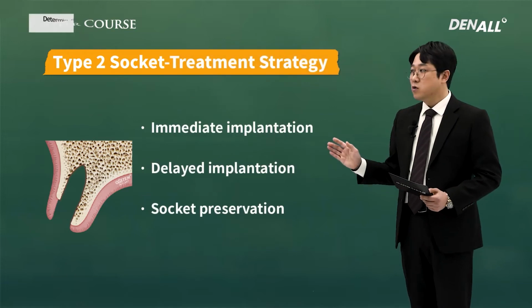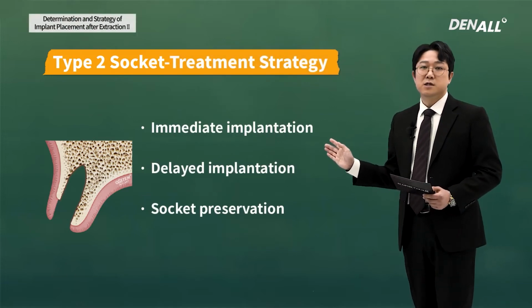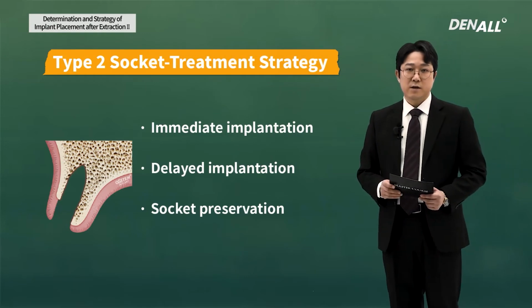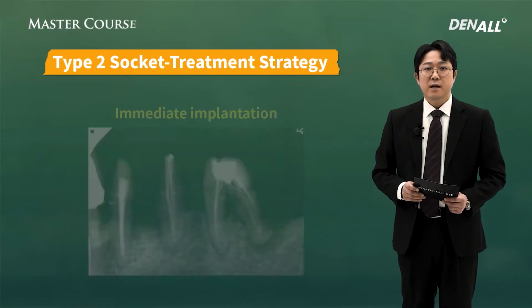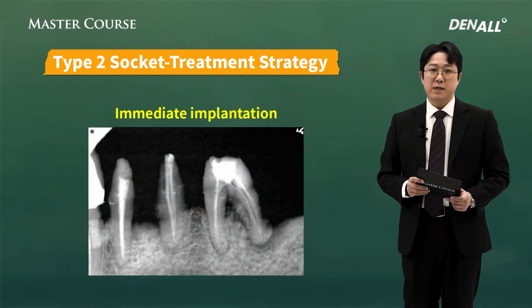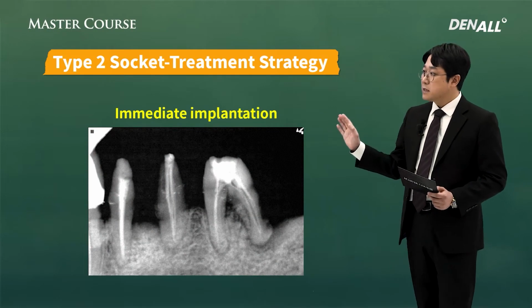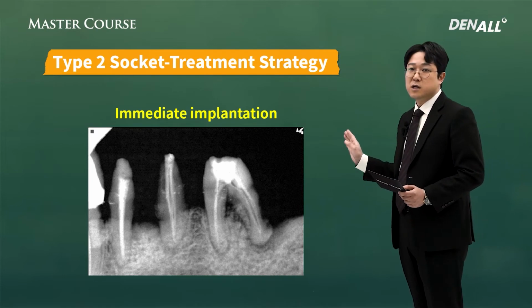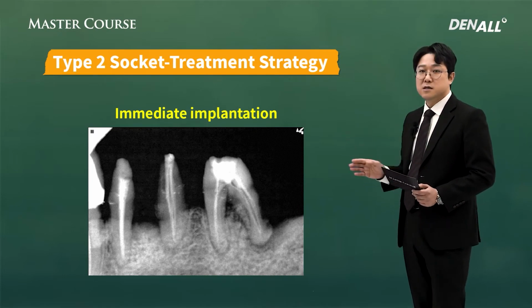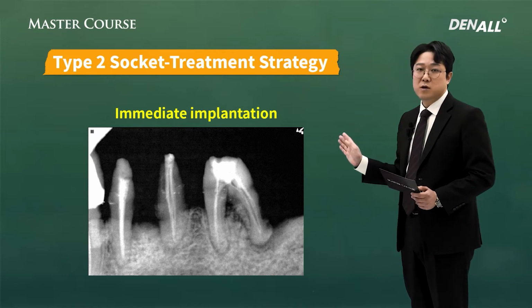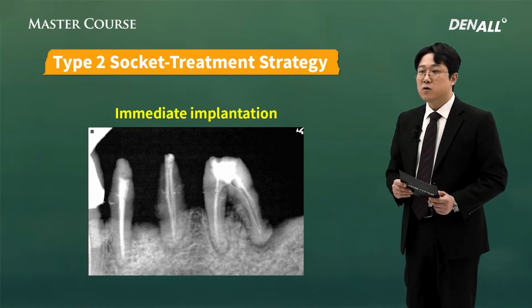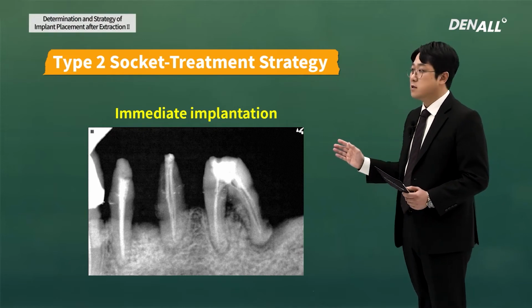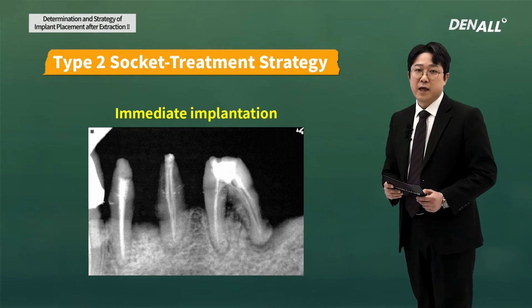In the case of type 2, immediate implantation, delayed implantation, and socket preservation can be done. And I'll explain this by showing you the cases. In the type 2 immediate implantation case, numbers 34, 35, 36 were originally splinted and there were crowns. However, there was mobility, and that was the chief complaint. Crowns were removed and teeth were re-evaluated. There was mobility in the teeth and extraction was planned.